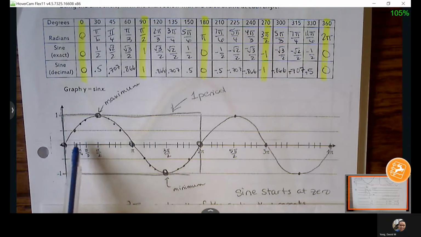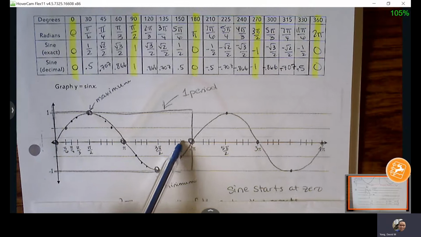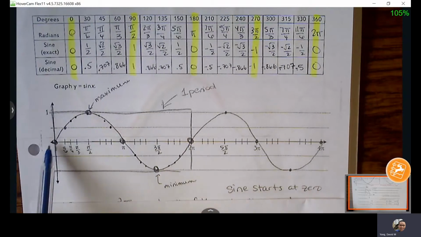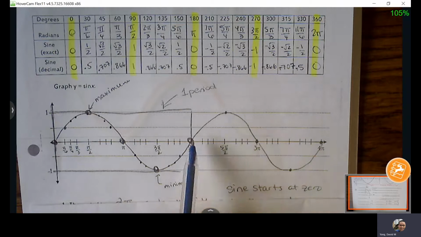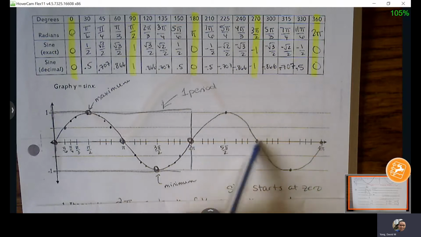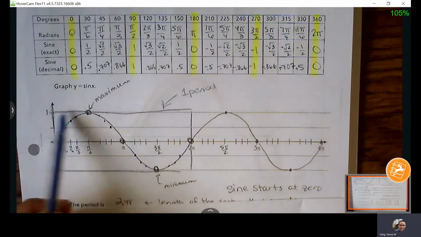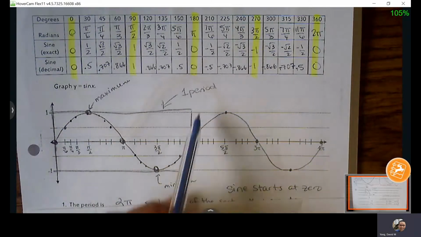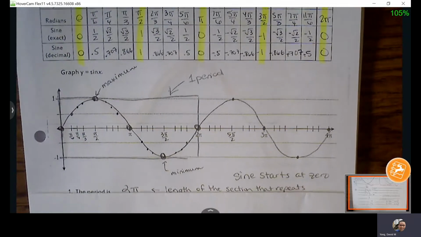So it starts and ends at the same place. That's how we know that we've reached our full pattern, because after this, it's going to start up again and do the same thing and complete its cycle within 2 pi. So we call this one period. It's the full cycle for our sine graph.